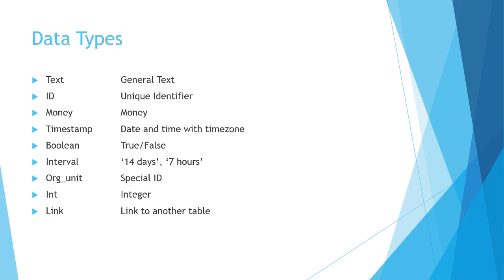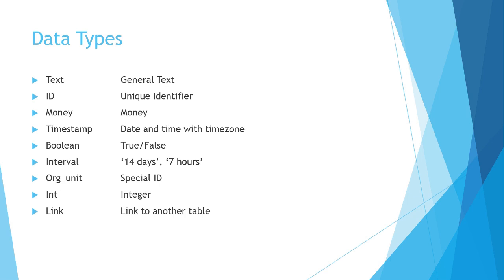This list contains all of the data types we will be working with when building reports. These will show up later on when we go to build a report. It's important to know what type of information you are working with so you can work with it accordingly. Text is just general text. Any type of character can be present in a text field. ID is a unique identification number that can't be repeated in a specific table. Money is pretty straightforward, dollars and cents.